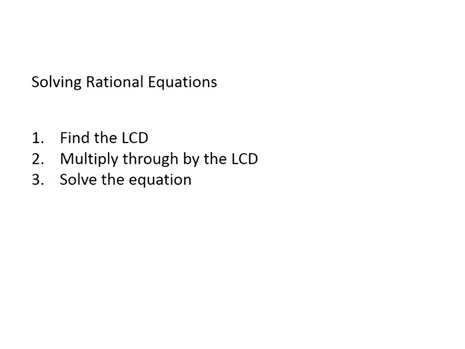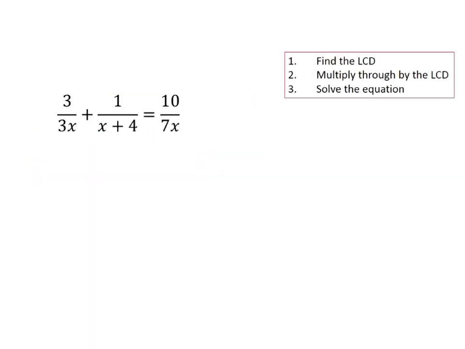There are 3 steps to solving rational equations. First, we have to find the LCD. Then we have to multiply through by that LCD. And lastly, solve the equation. We're going to use the same 3 steps in each example. And here they are. They're up in the upper right corner, so you can use that as a reference.